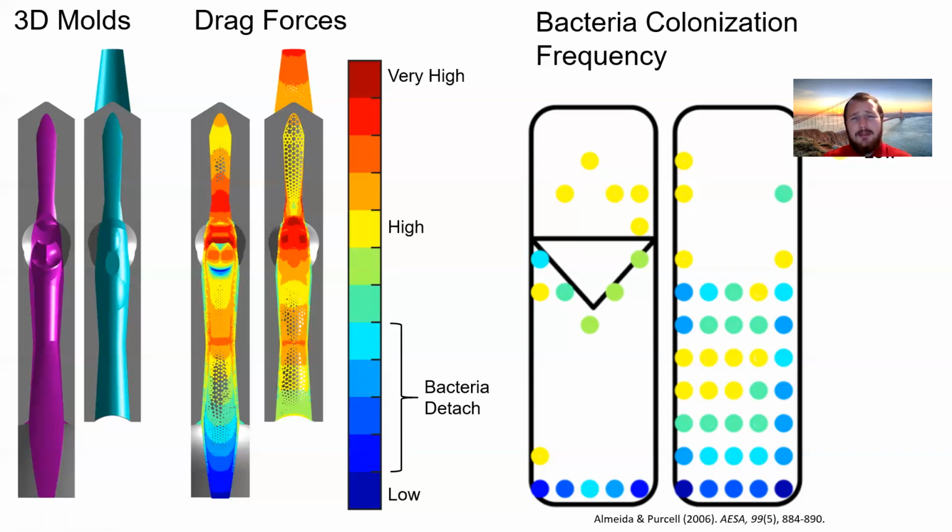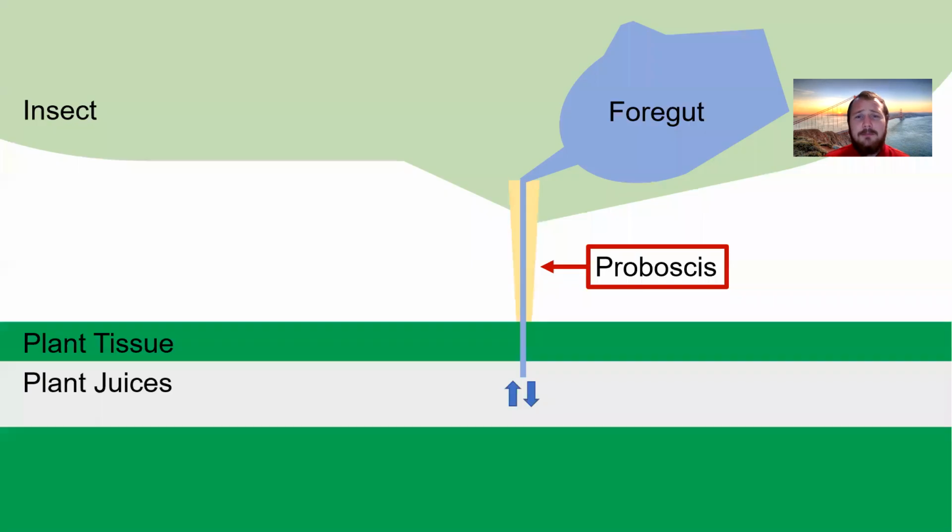And I want to contextualize that with a slide that we saw earlier. What I'm saying is that in this region of the foregut, it's likely that fluid dynamics play a major role in detaching bacteria, which then get spit into the plant to cause disease. And if you remember when I talked about this slide earlier, I talked about how the insect repeatedly sucks in plant juices and then spits them back out.